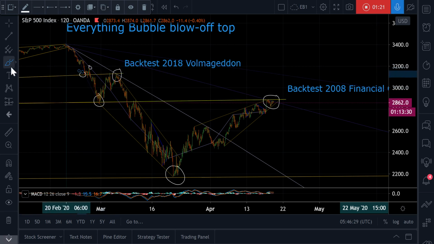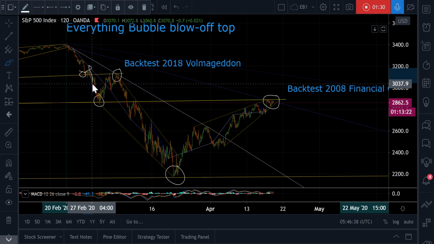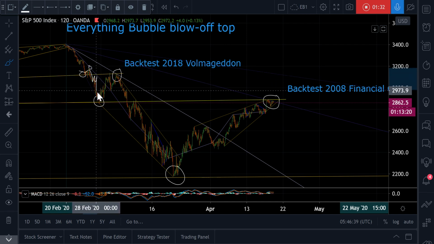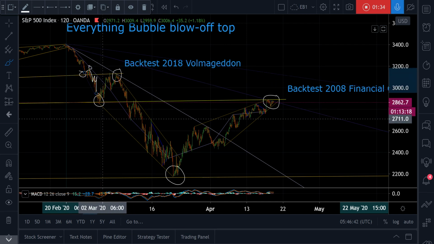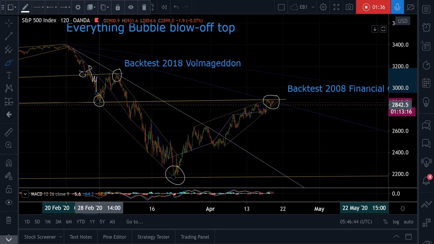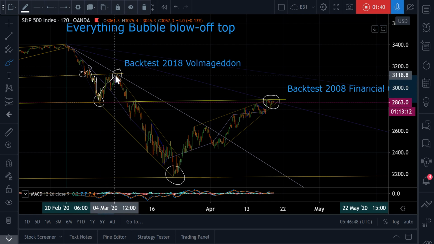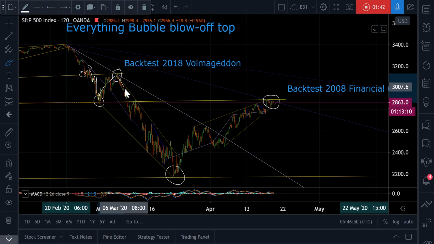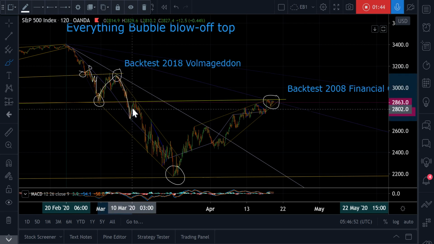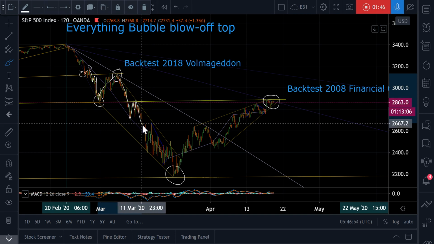So here's what we've been doing: we cross over, break it, and back test it. And then bouncing off the financial crisis to Volmageddon, we crossed over to the corner, broke the trend line, came back and back tested it.